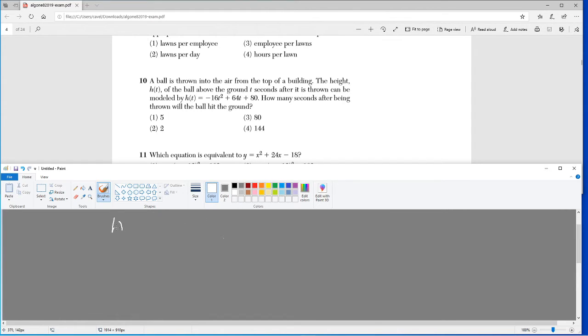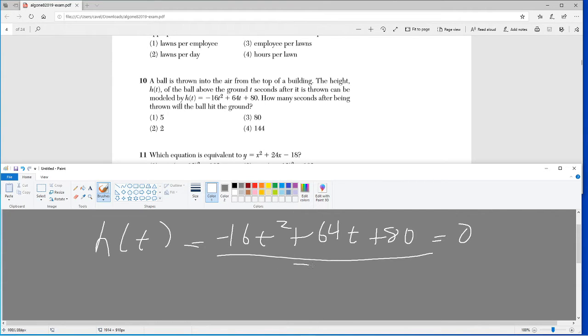So let's look. h of t is equal to negative 16t squared plus 64t plus 80. We want to know the time t when this is equal to 0. So we could divide by negative 16 all over.